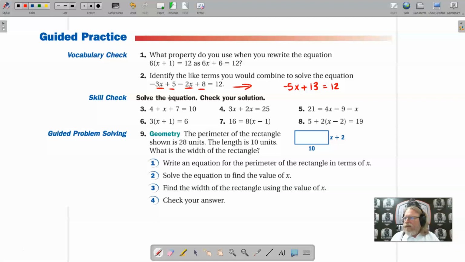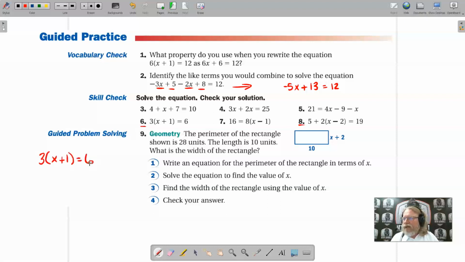And for the skill check, I'm looking through those. Let me see. Let's pick a couple of them. Let's do number 6, and let's do number 8. So we'll do 6 and we'll do 8. So I have 3 times x plus 1 equals 6.